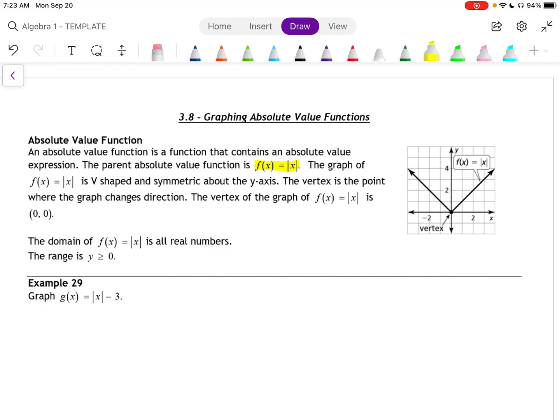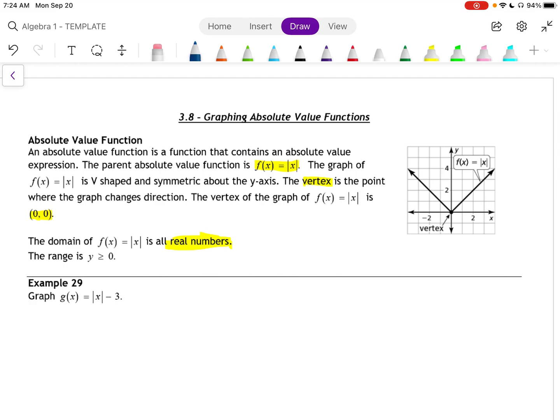The vertex, and this is a new vocab word, the vertex is wherever it changes directions. In this case, it's (0, 0). The domain of absolute value functions is always all real numbers. And then for the range, you're actually going to need to look at the graph and see how low does it go. What's the bottom piece of the graph or what's the top of the graph?